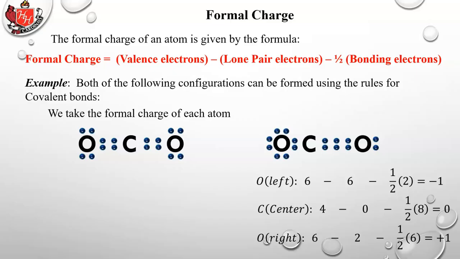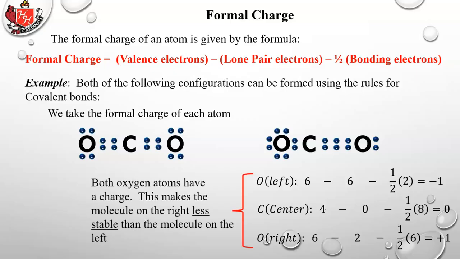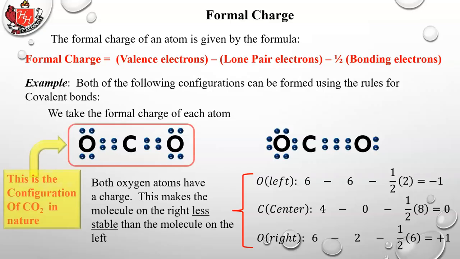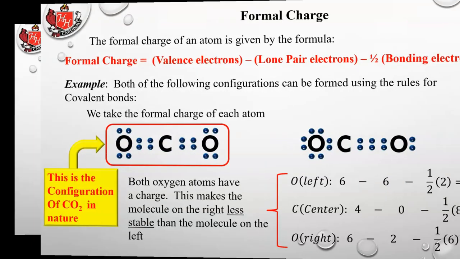So we see now that the oxygen on the right has a formal charge that's not 0. It has a -1, a 0, and a +1. The formal charges must add up to the charge on the molecule, which is 0. That's good. That means you did your math correctly. But you can see this is less stable. So both oxygen atoms have a charge. This makes the molecule on the right less stable than the molecule on the left. So this configuration of CO2 is the one preferred by nature and the one created in nature.